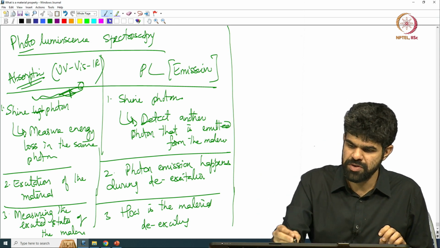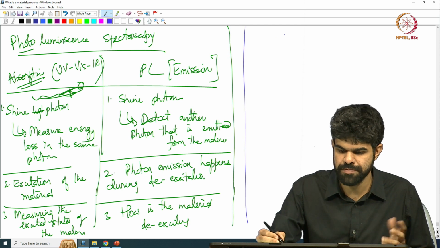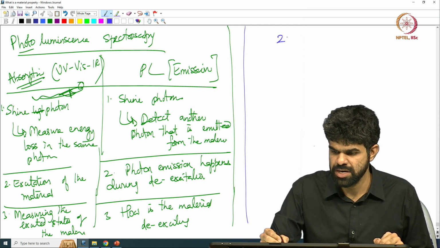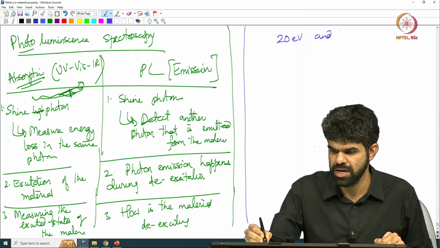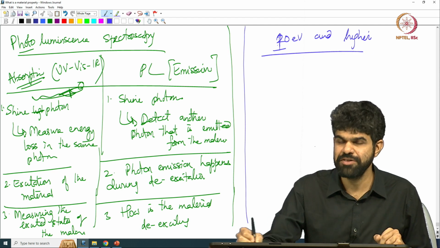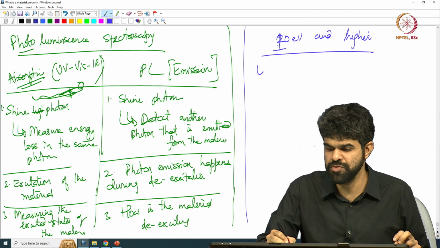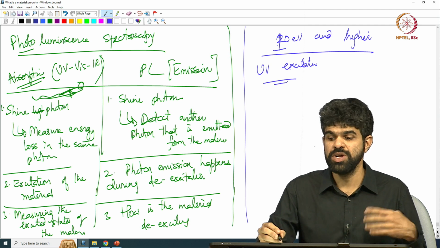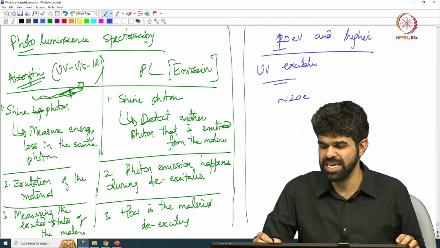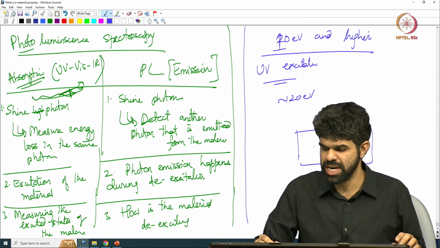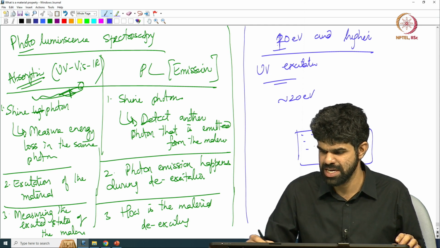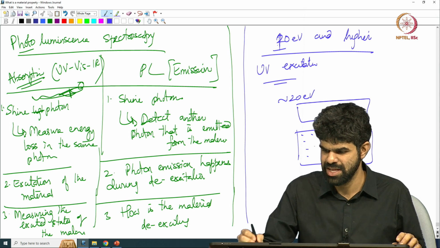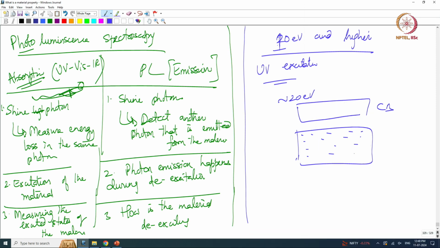Now, let us further up the game and go to something like 20 eV and higher, or 10 eV and higher. If we go to 10 eV and higher, we have to use UV excitation. One of the processes that happens at about 20 eV is this: I have electrons in the valence band, and this is the conduction band.